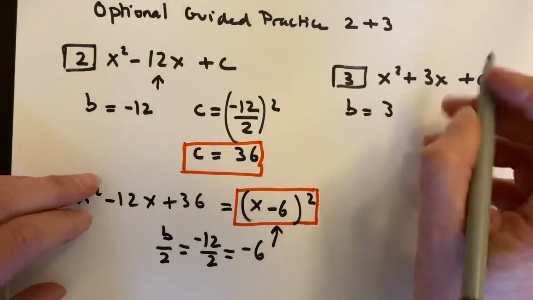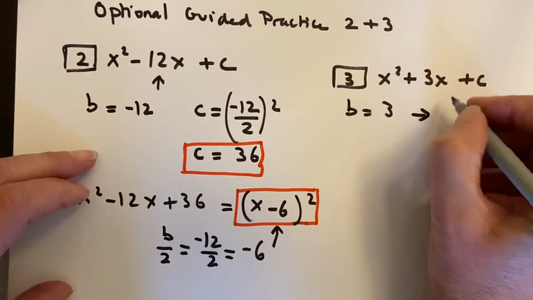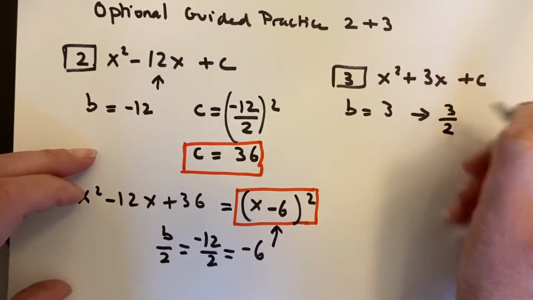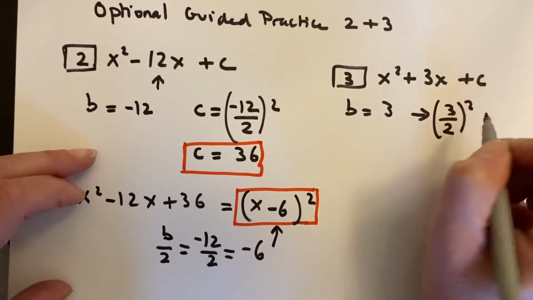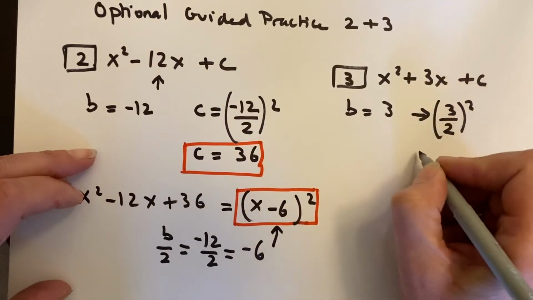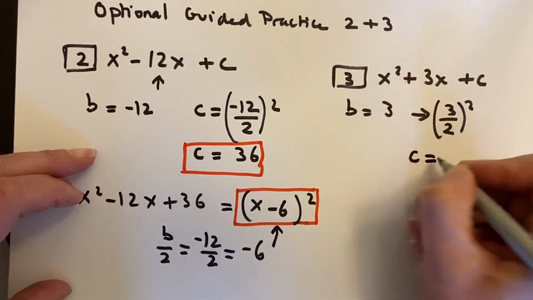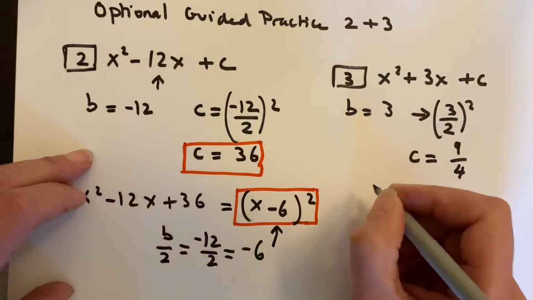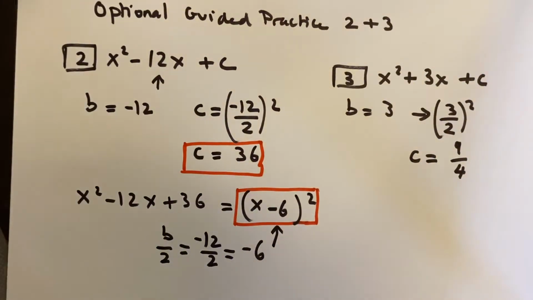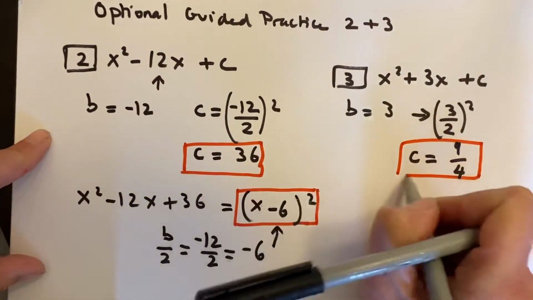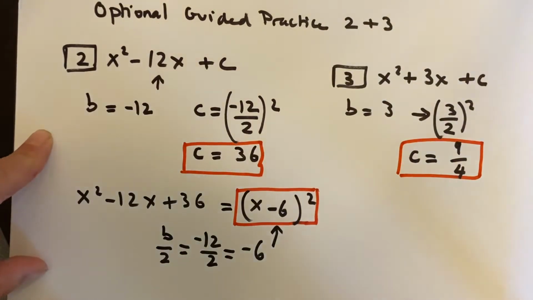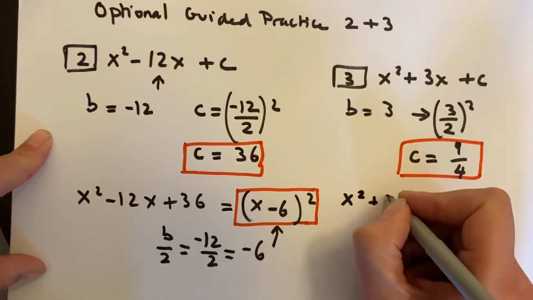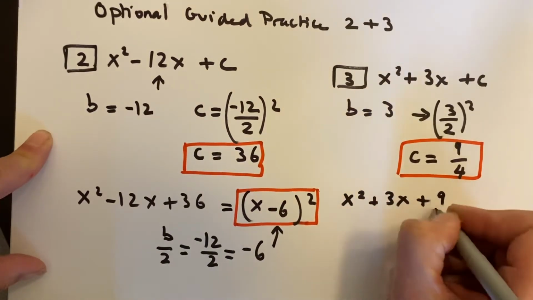I know b equals 3, so to find c, I'm going to say 3 over 2 squared. So I know that c is going to equal 9/4. So I now have the first part of my answer, which is 9/4. And I can write out my equation, x squared plus 3x plus 9/4.